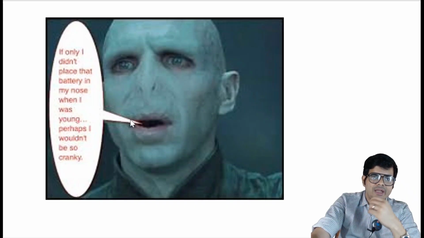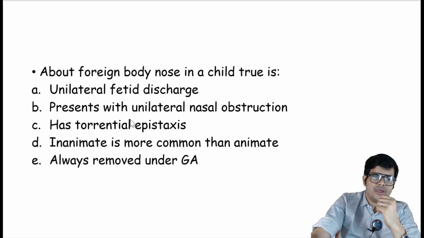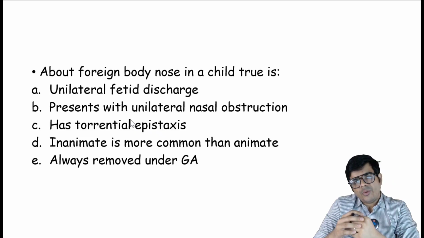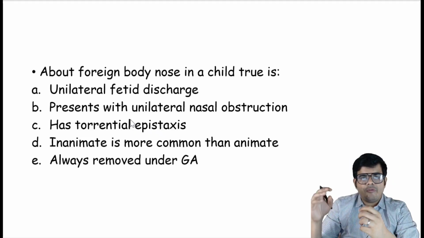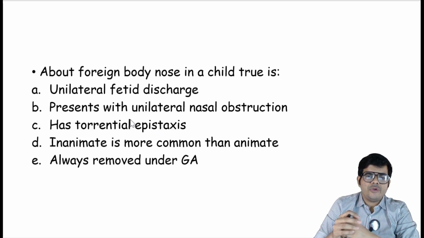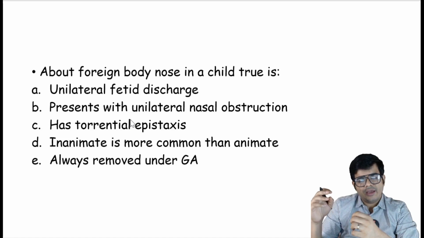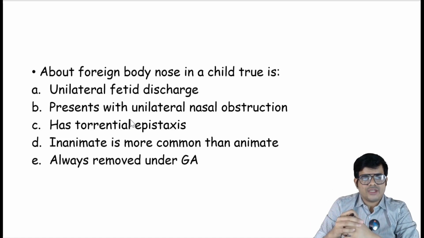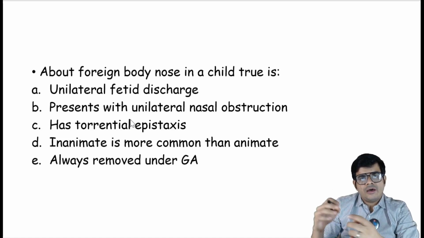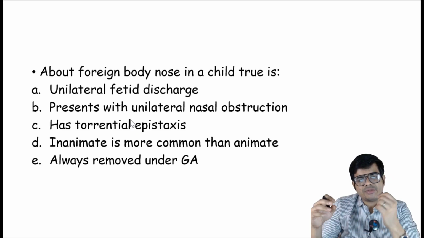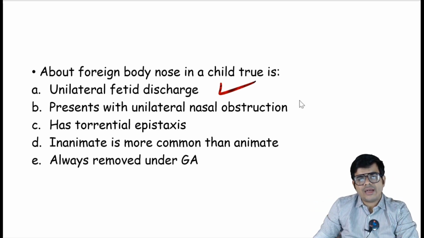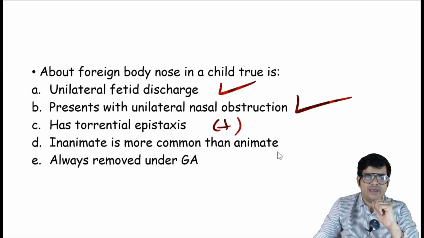You can't wait with a foreign body button battery. When a child is having a foreign body in the nose, you have to remove it very fast. Now, what are the options given here? You can present with unilateral fetid discharge, that is true. Presence with unilateral nasal obstruction, true. Can it cause torrential epistaxis? No. When you are removing the foreign body, there will be epistaxis, but otherwise it is unlikely.